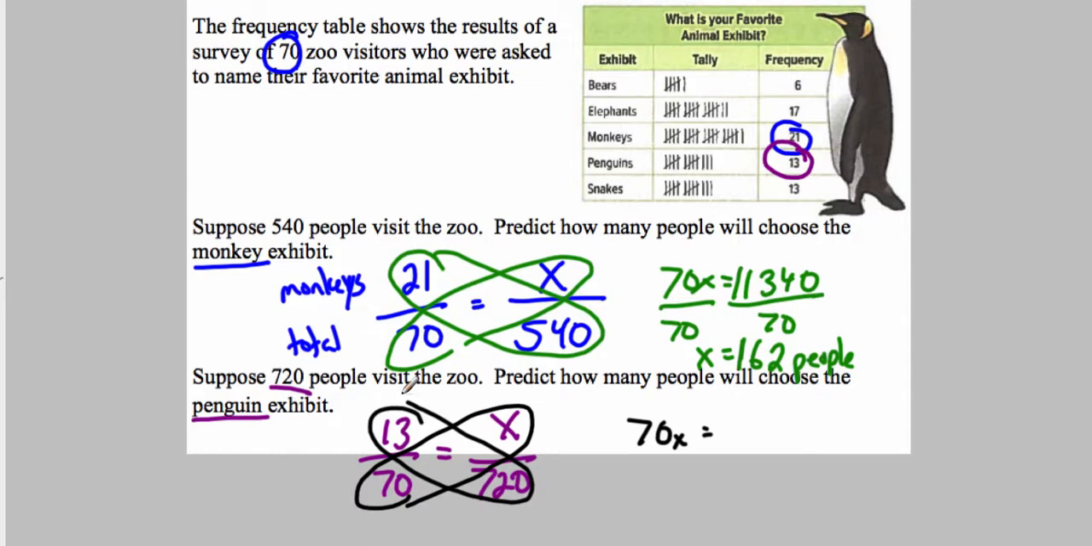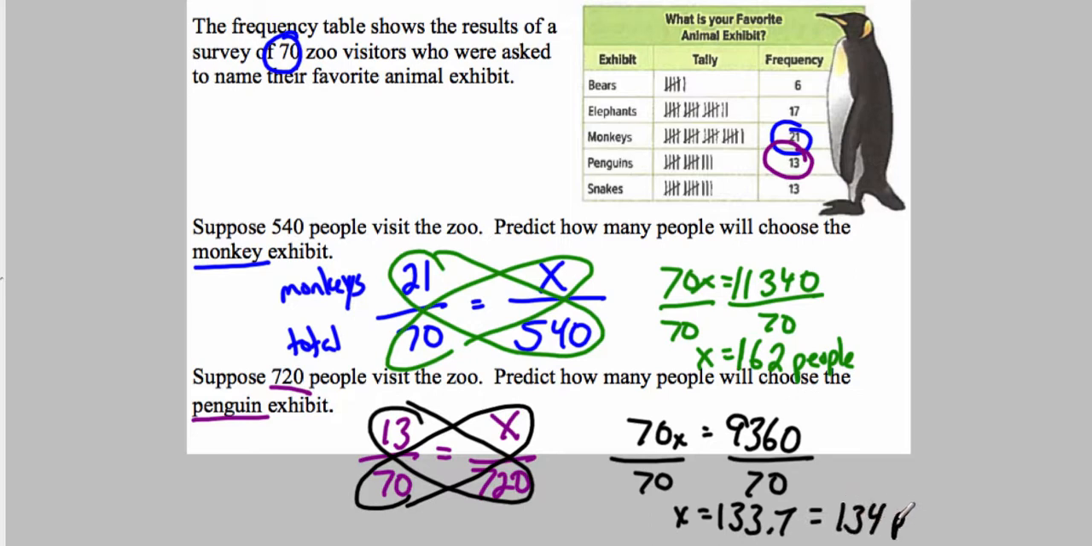13 times 720 is 9,360. Divide by our 70. And we would expect 133.7. So we'd round that up to 134 people would choose the penguin exhibit. So we're using one small set of data to predict, based on that same kind of comparison, how much it would be for a much larger group of people.